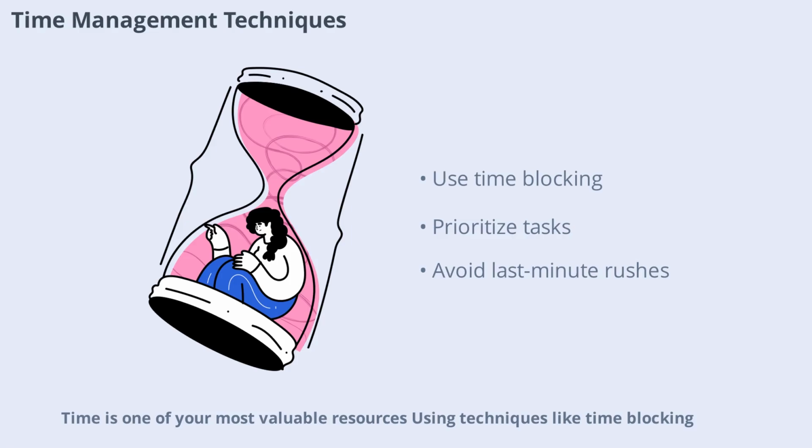Time is one of your most valuable resources. Using techniques like time blocking, prioritization, and scheduling can help you make the most of it. By allocating time wisely, you can ensure that critical tasks are completed on schedule and that your team isn't overwhelmed by last-minute rushes.